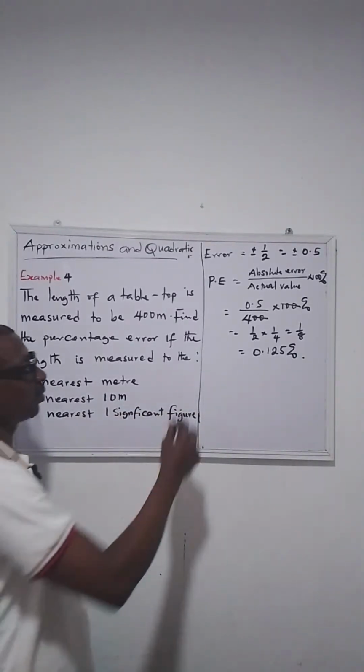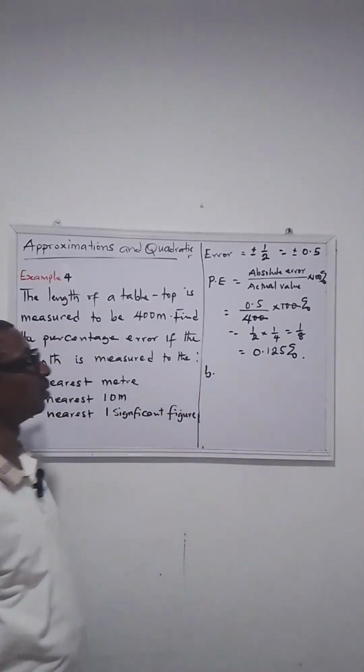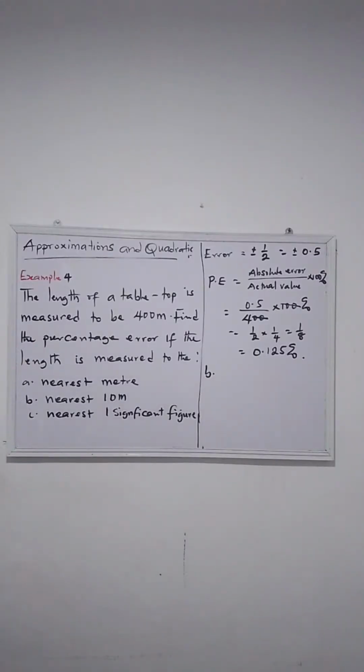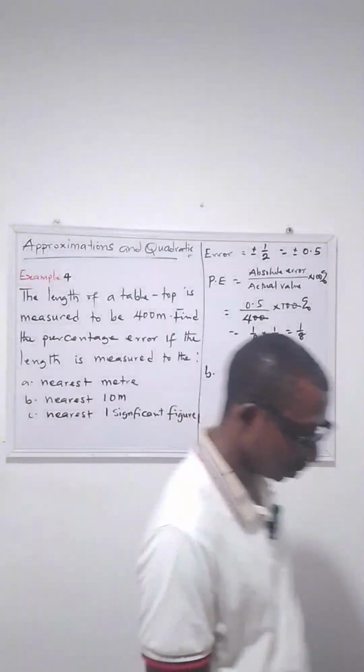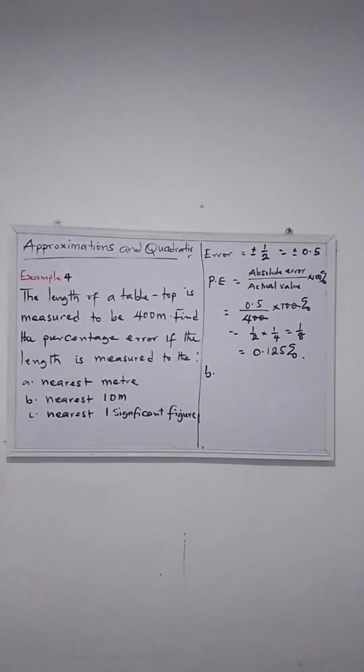Okay, so now let's look at the second question. I want you to tell me what is going to be the error to the nearest 10 meters. To the nearest 10 meters. So what's going to be the error? If you know the answer, I want you to drop that in the comment section.